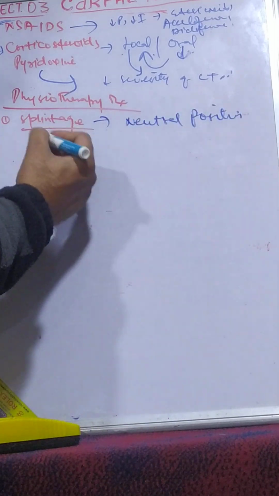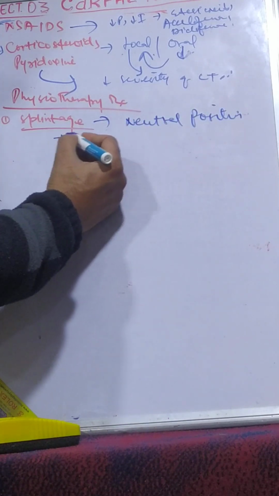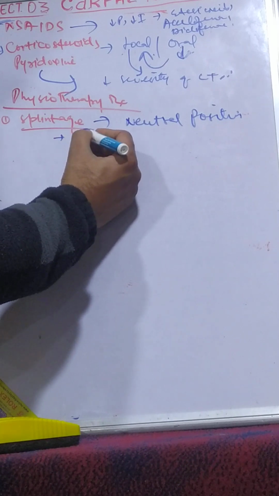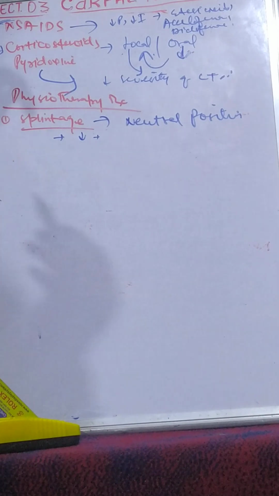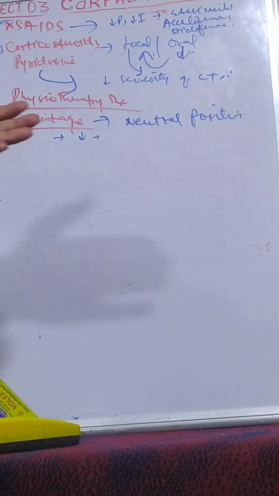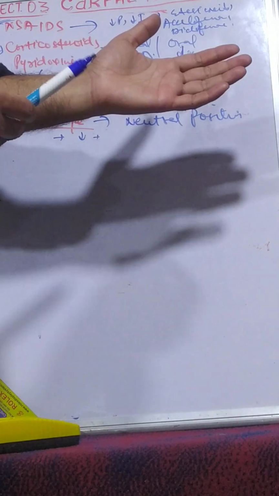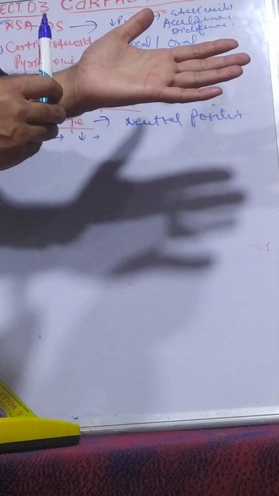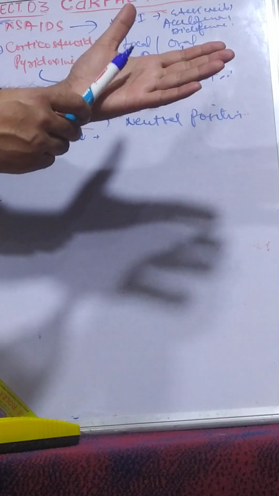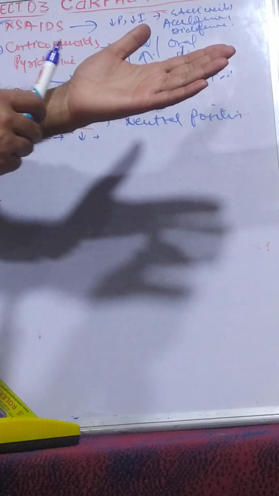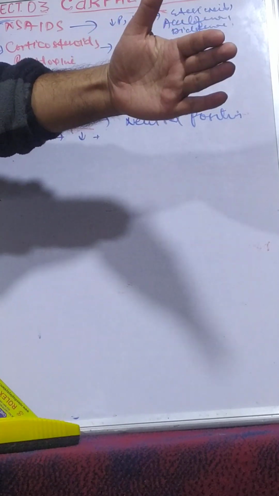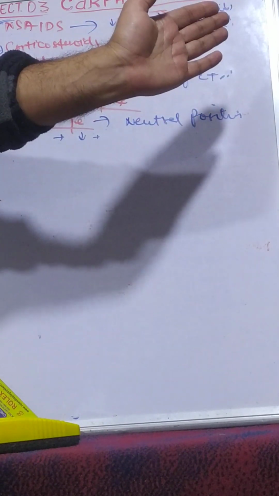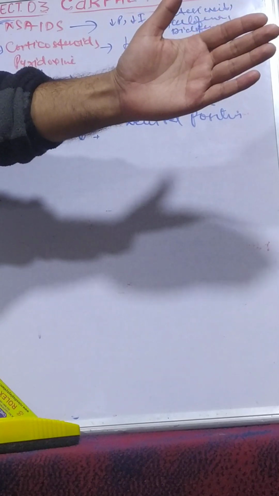When you hold the wrist in neutral position, the compression on the median nerve is decreased, which means the symptoms of carpal tunnel syndrome get relieved. What is the neutral position? In the neutral position of the wrist and the hand, the palm and the wrist are in one and the same plane. This is the neutral position of the wrist. This is not the neutral position. This is not the neutral position, but this is the neutral position of the wrist.